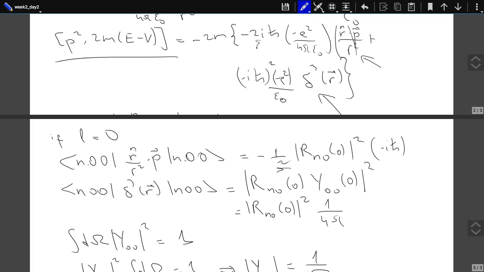For the L not equal to 0 case, each one of these terms has matrix element 0. For the L equal to 0 case, the matrix element of each one of the terms is non-zero, but nevertheless their sum just gives 0, so that's why it works. In the matrix elements that we are considering, you can just ignore this commutator.